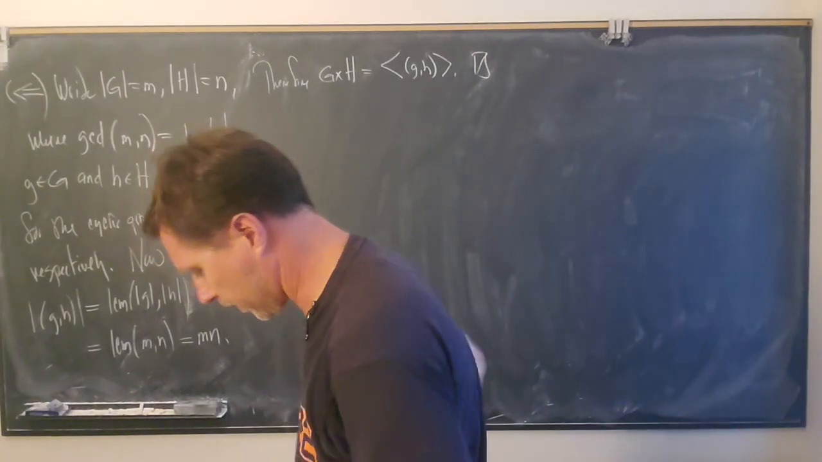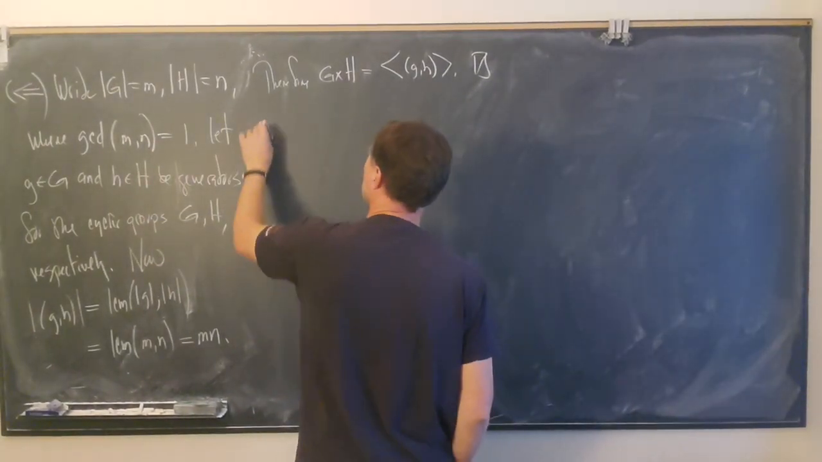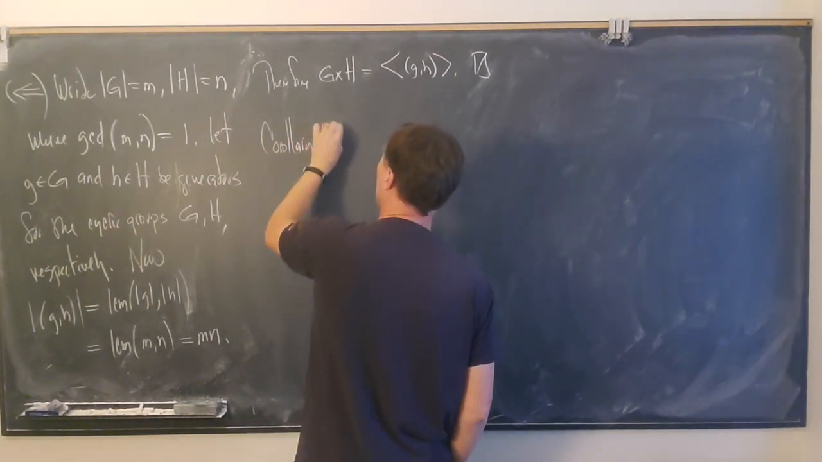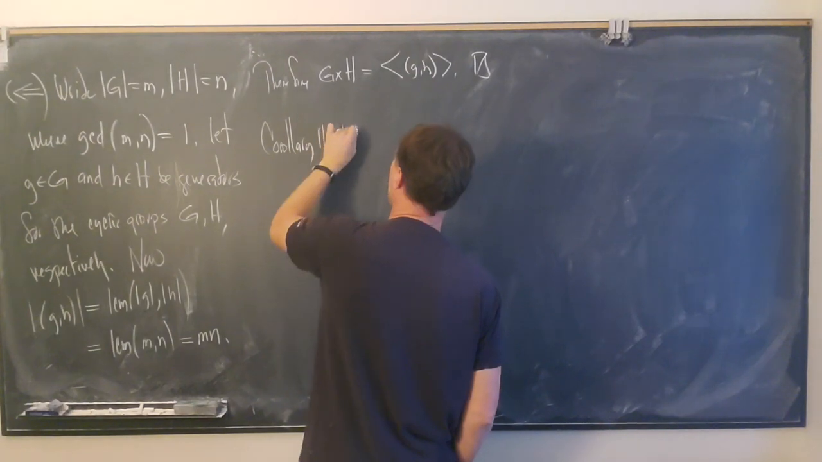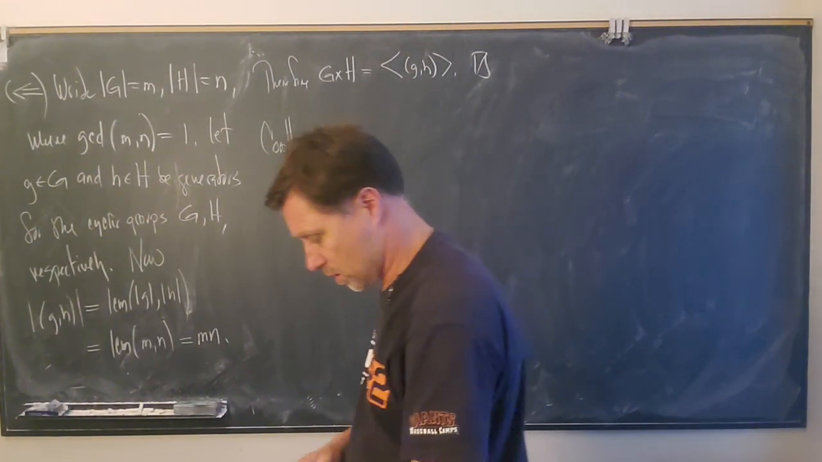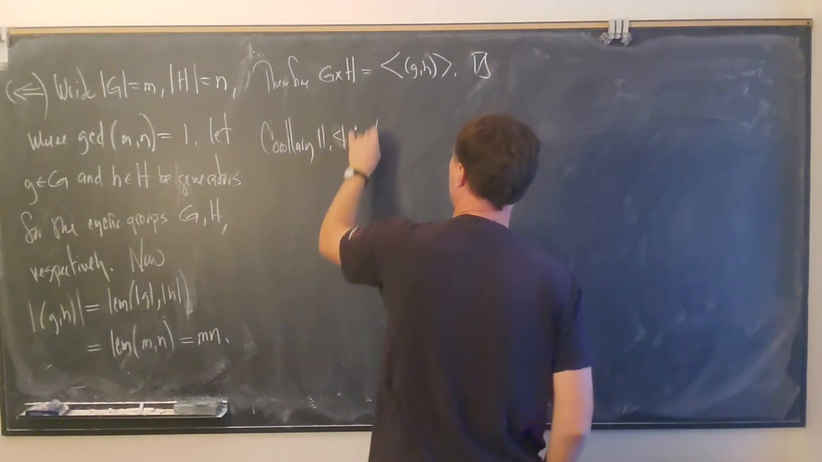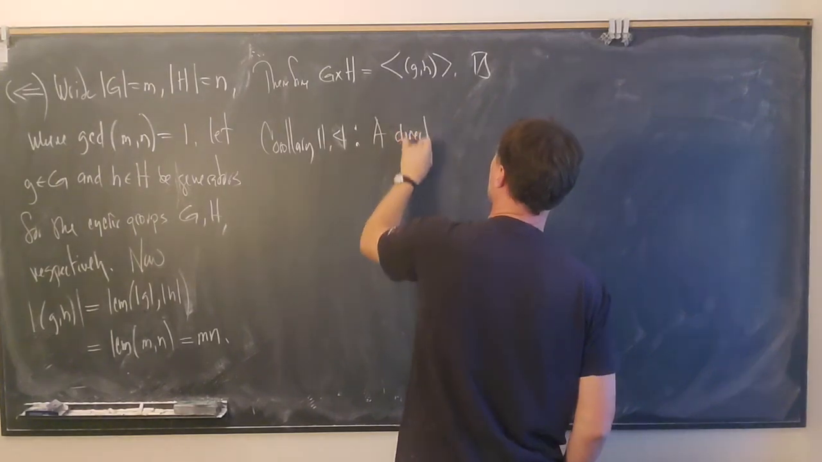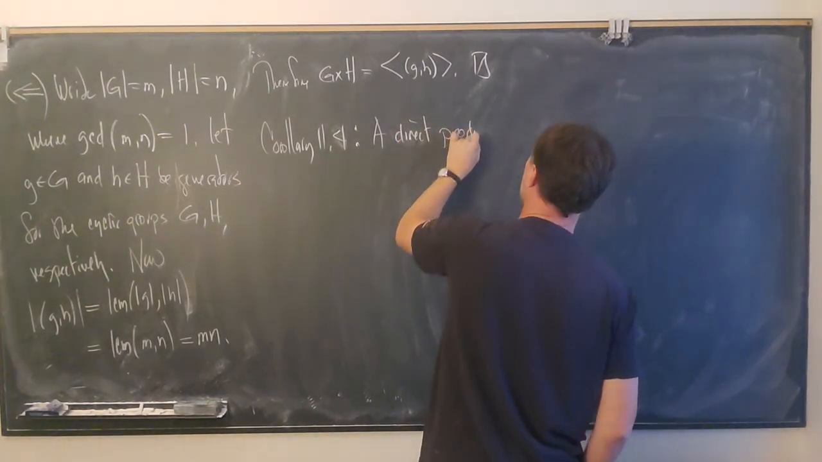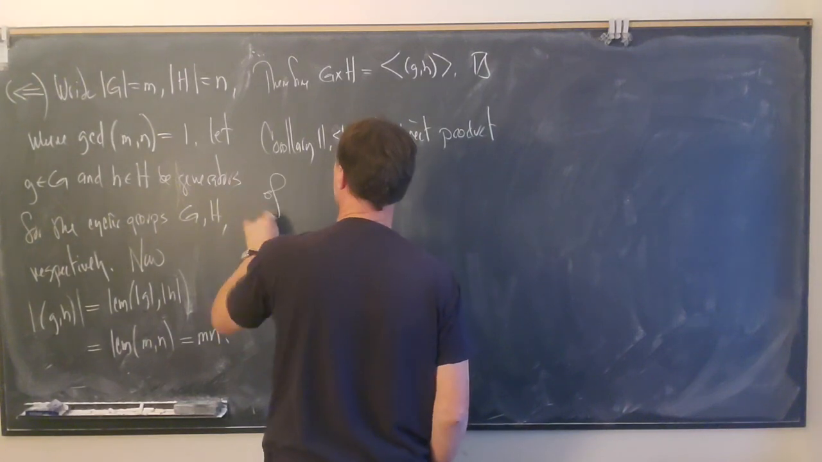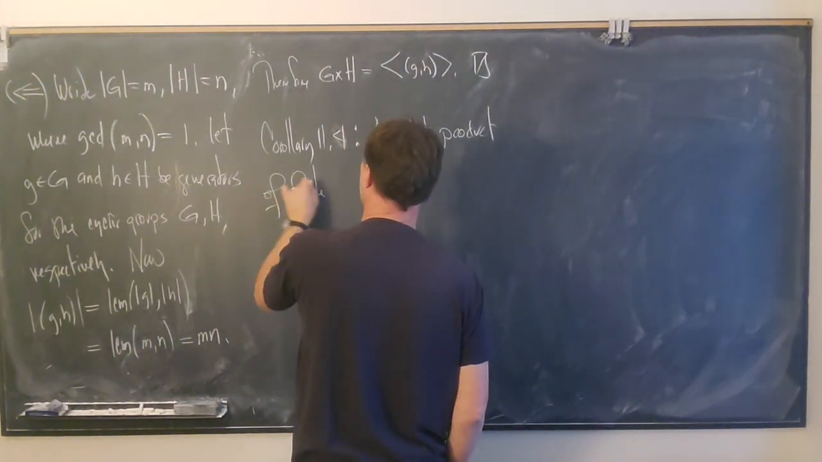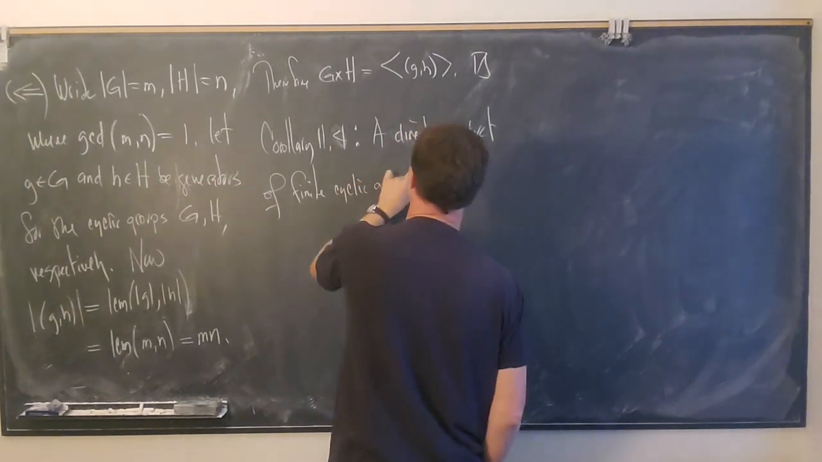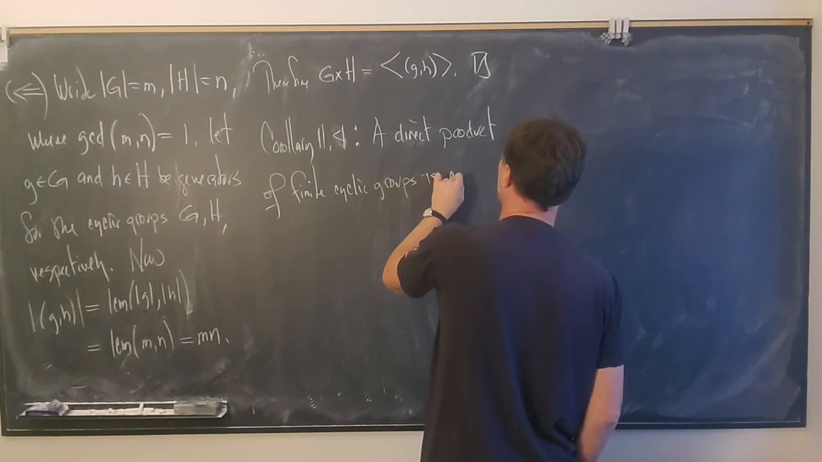As a quick corollary, and this is just going to generalize it to more than two groups, corollary 11.4 says that a direct product of finite cyclic groups is cyclic.